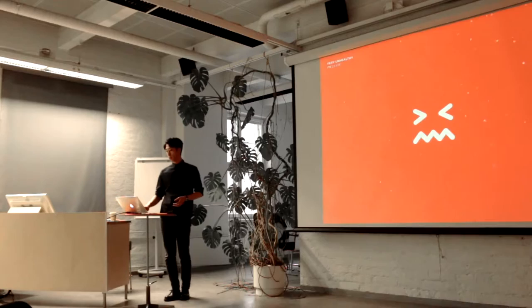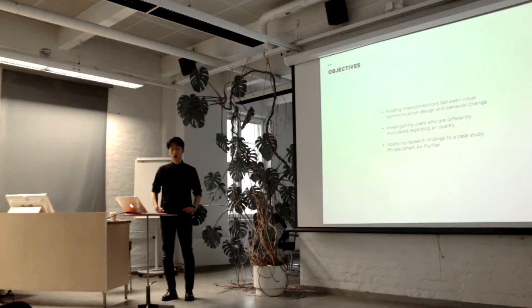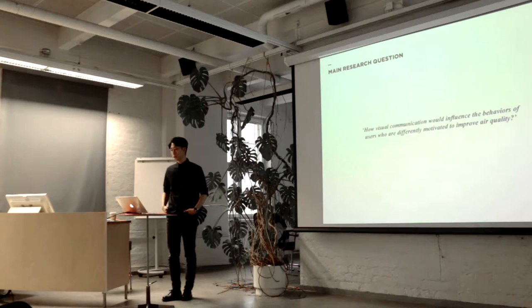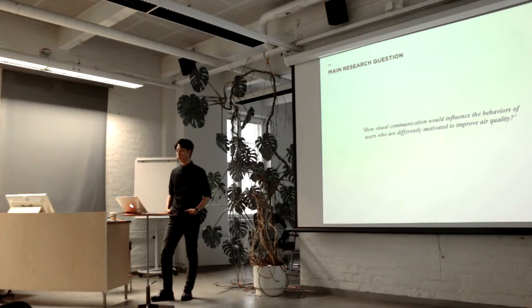So this is about finding interconnections between visual communication design and behavior change, and then investigating users who are differently motivated regarding air quality. And then applying findings from the research to a case study, the Smart Air Purifier, which is a product of Philips, that is a cardinal disease project. So the main research question of this thesis is how visual communication would influence the behaviors of users who are differently motivated to improve air quality.